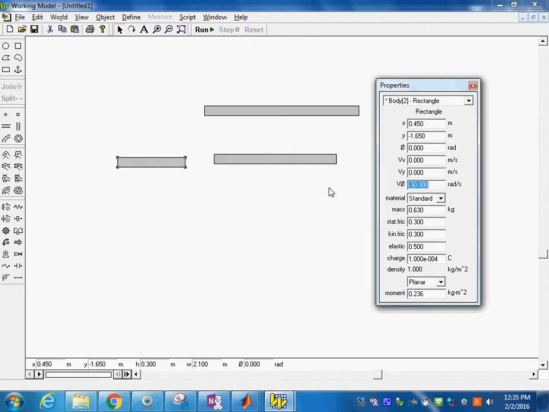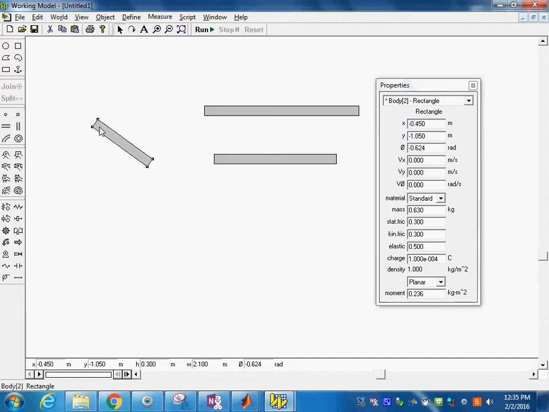Oh, that's not what I meant to do. We need this one here. And this is in radians, so let's do 0.523. Minus 0.524. See here, there's the value. Yeah, I think this would be enough.